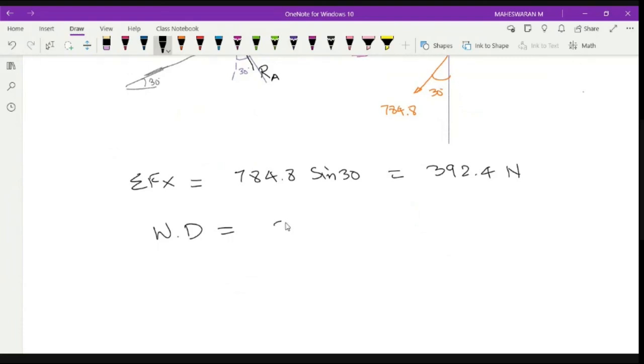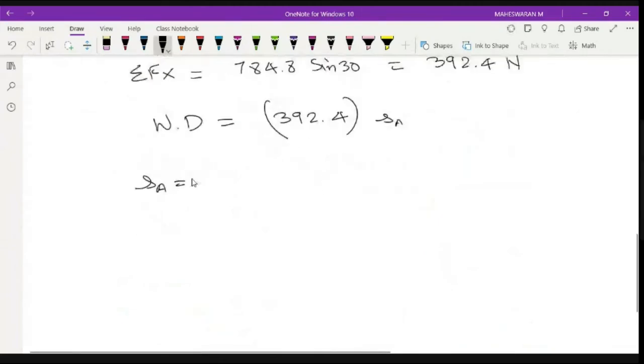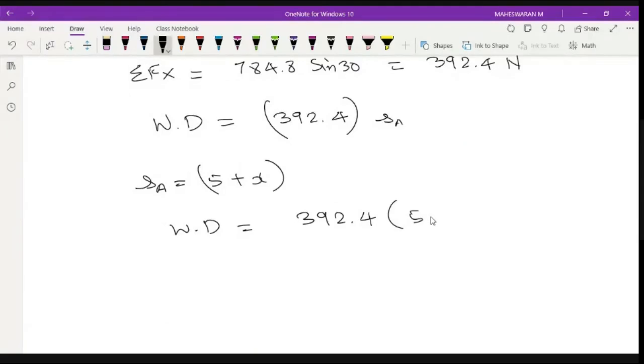So now I will get what is my work done. Work done is 392.4 into distance. Let me consider SA. Your block is moving for 5 plus this X distance. What is that X? It is when the spring gets compressed. The block stops only after it gets compressed, up to that you have work done. So your SA is nothing but 5 plus X. In that case, my work done is 392.4 into 5 plus X. This is my overall work done.